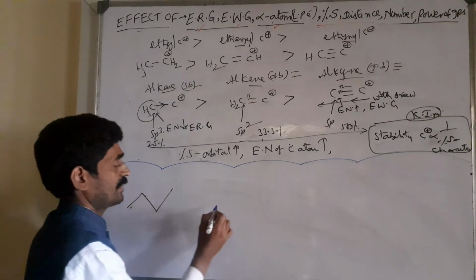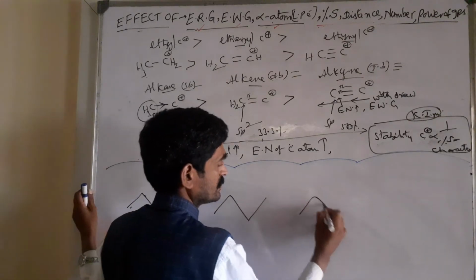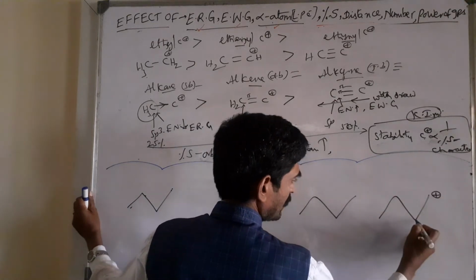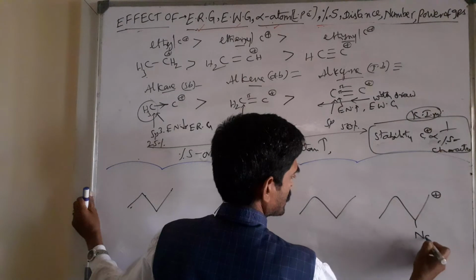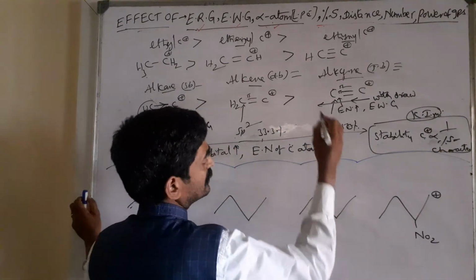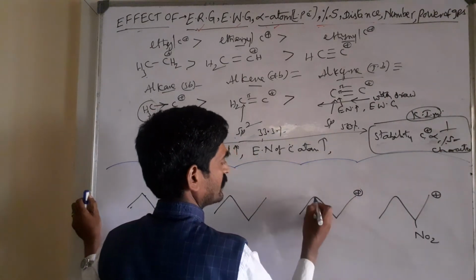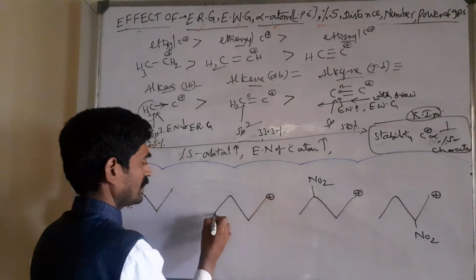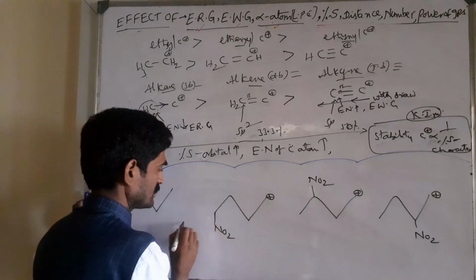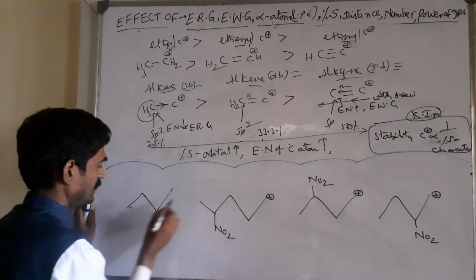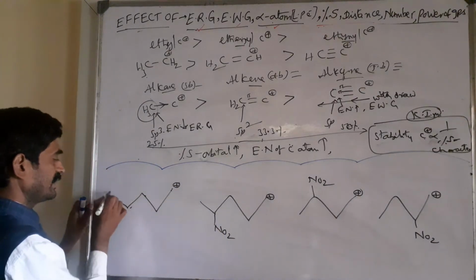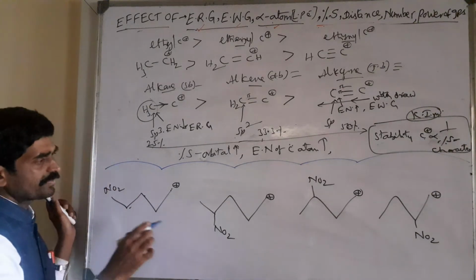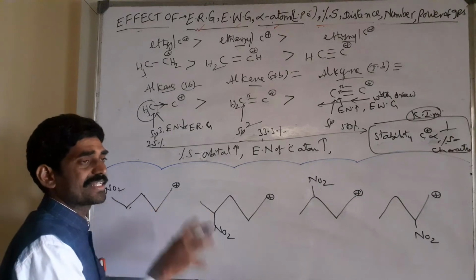One, two, three, four carbons. So here is a carbocation, and here, for example, an NO2 group is present. Distance, right? Here the positive charge is there, and here the NO2 group is present. And here positive charge, and here NO2 group is present. And here positive charge, and here NO2 group is present. Now, of these compounds, which is more stable, which is less stable, what is the order of stability?